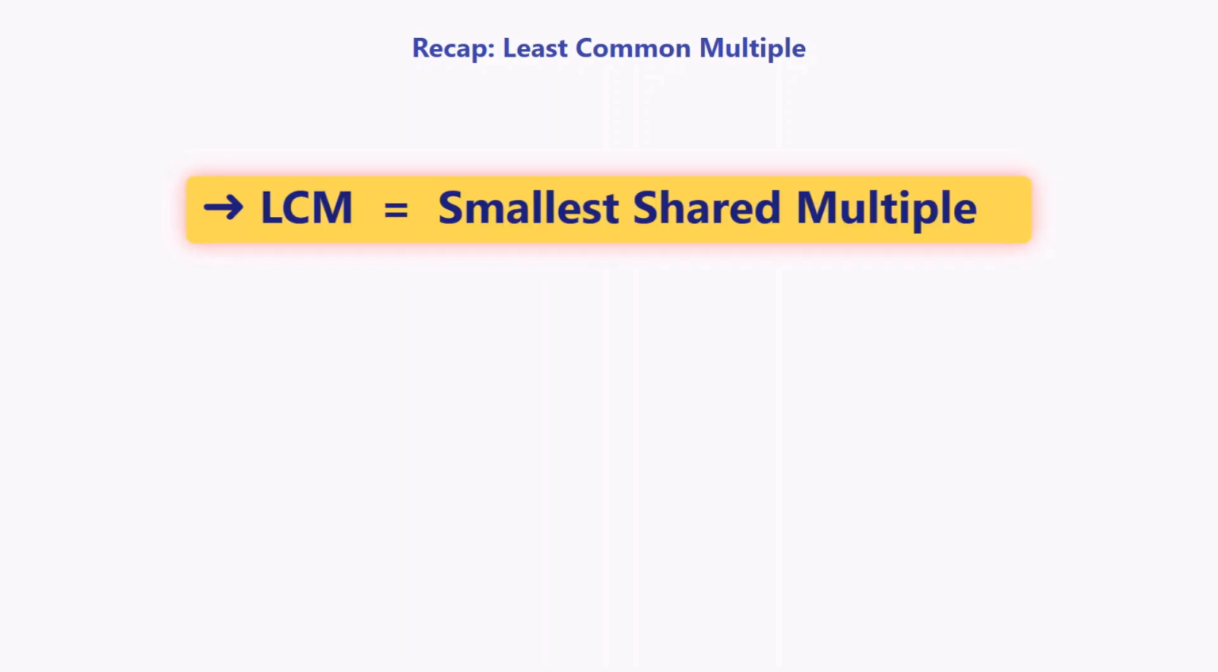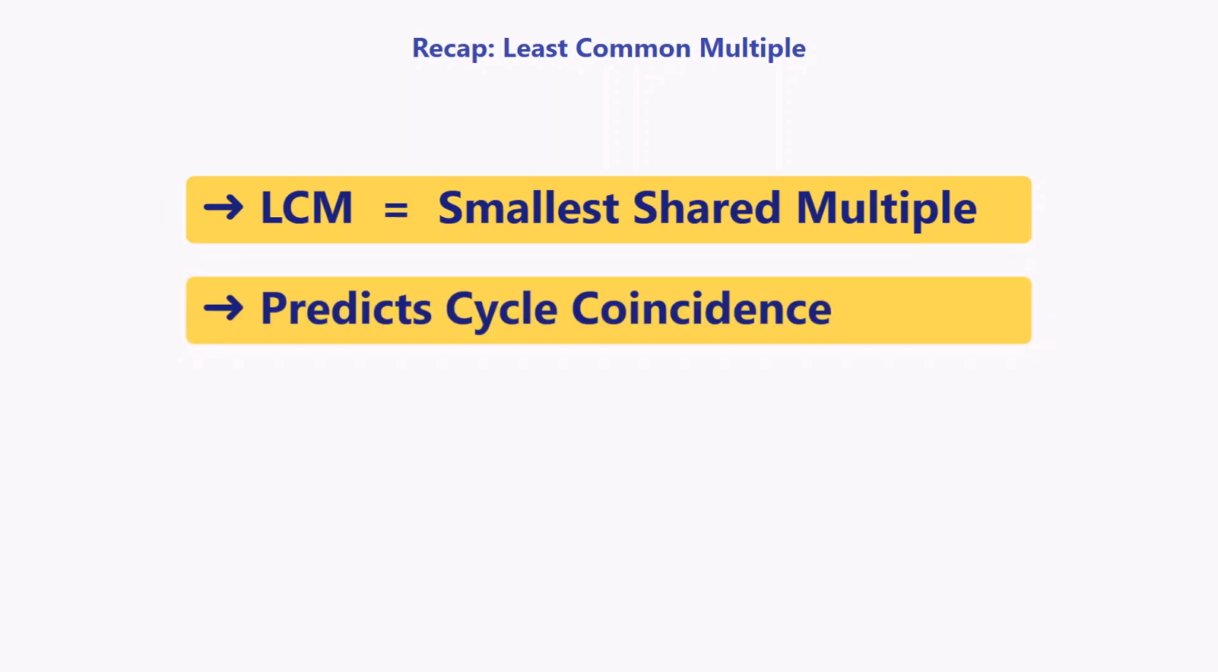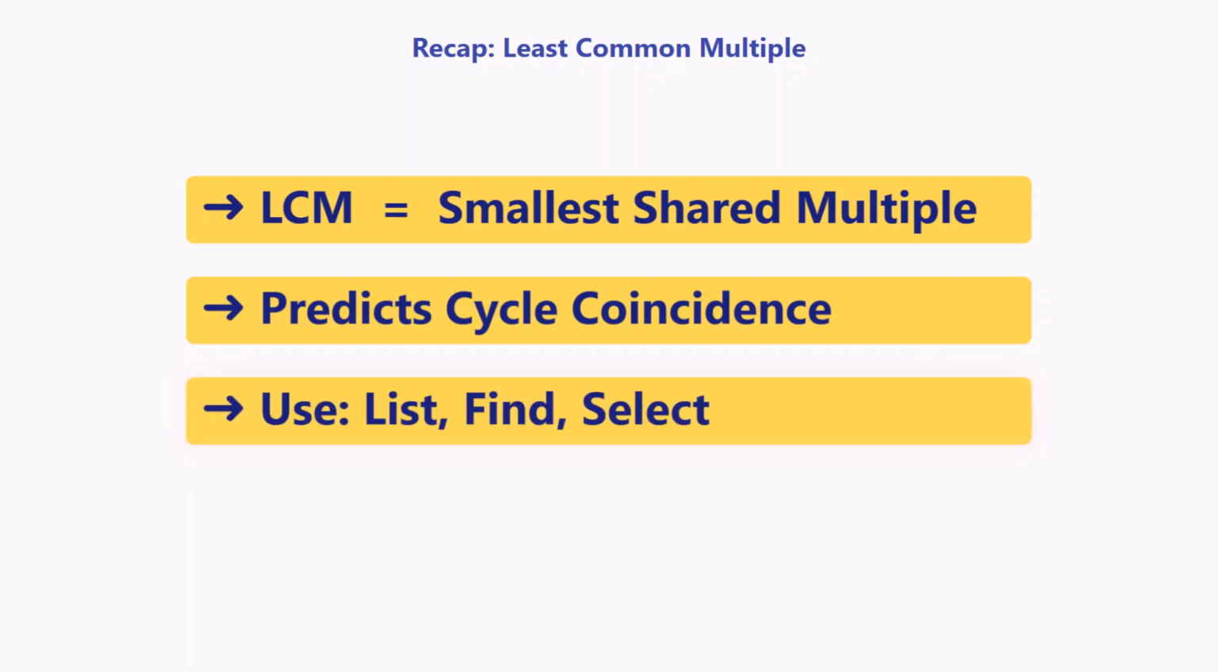Let's quickly review the 3 key facts about the least common multiple. The LCM is the smallest multiple that 2 or more numbers share. It tells you the earliest time repeating events will happen together. The simplest method is to list the multiples, find the common ones, and select the smallest.